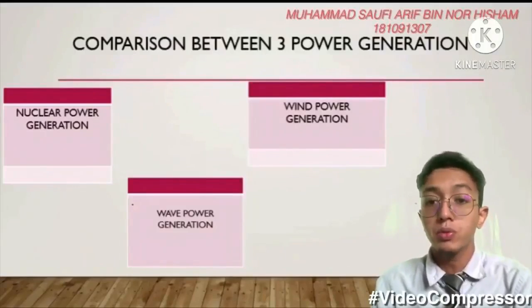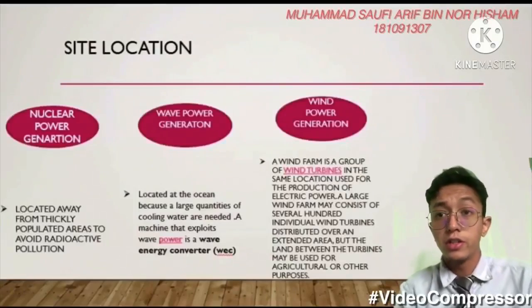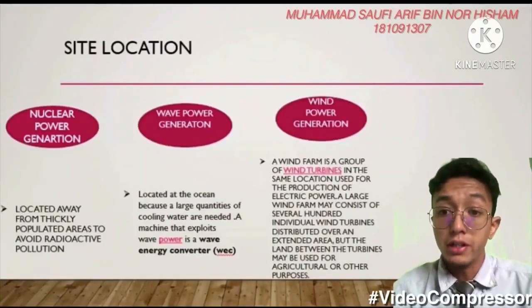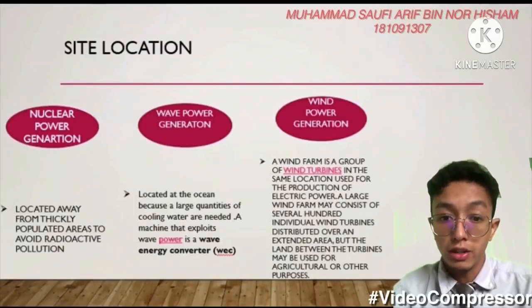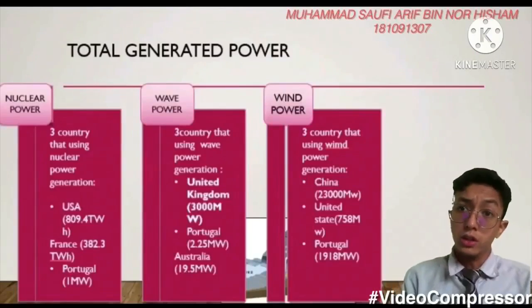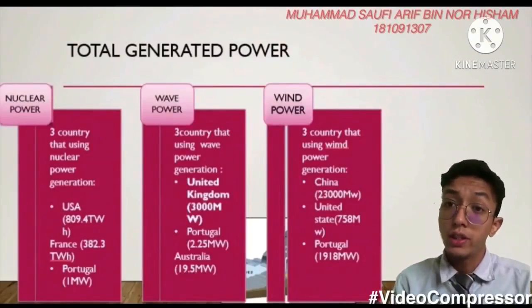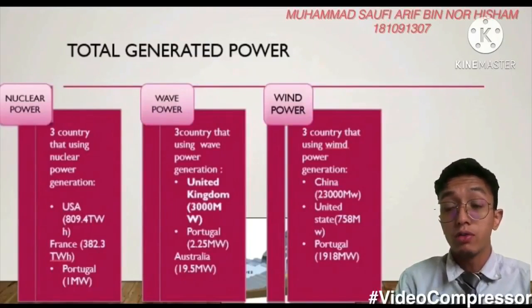This is a comparison between three power generation types, that is nuclear, wave and wind power generation. Firstly, the difference is the site location. Nuclear power is located away from populated areas to avoid the radioactive effect on the population, wave power is located on the ocean, and wind power is in a farm, a group of wind turbines in the same windy location. For generated power, for nuclear there are three countries, which are USA, France and Portugal. For wave, three countries also: UK, Portugal, Australia, and for wind: China, USA, Portugal. There is a difference between all the amounts of generated power.